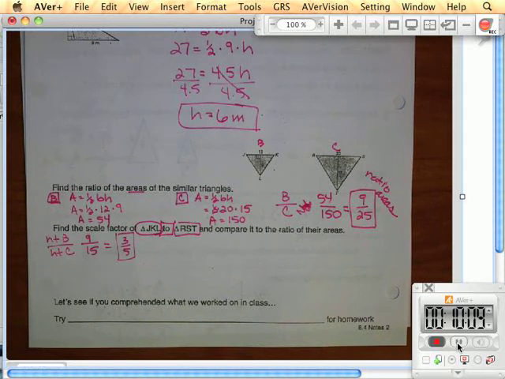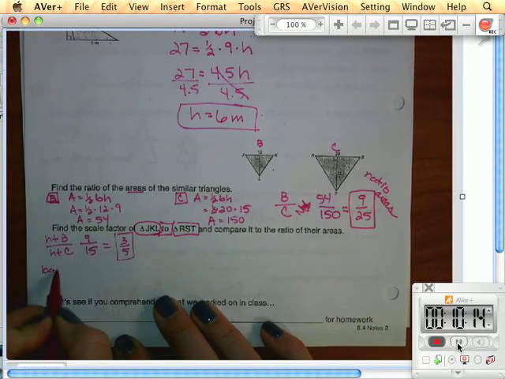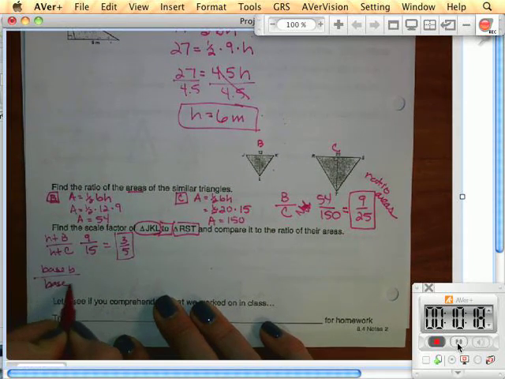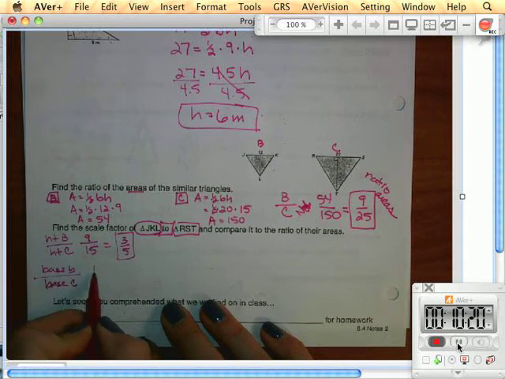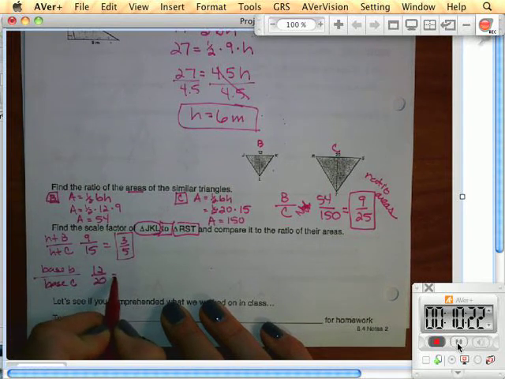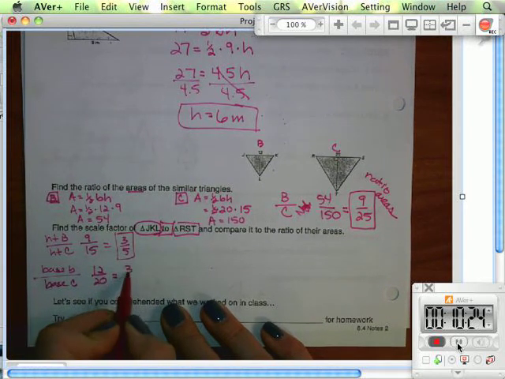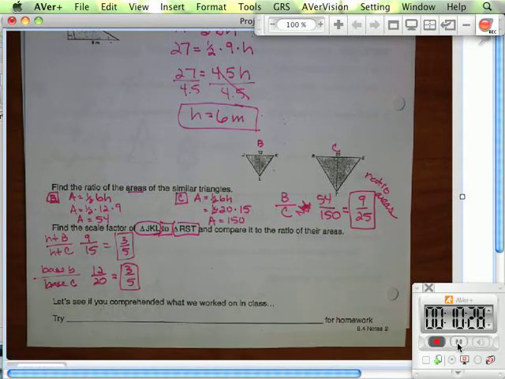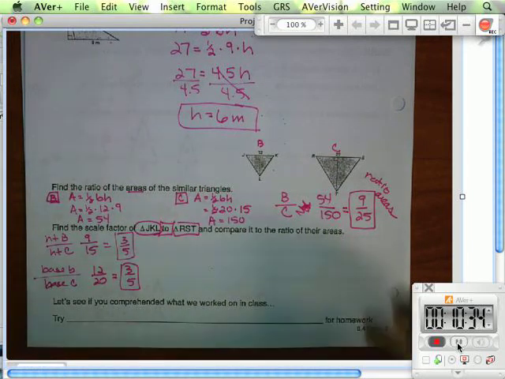Now I'm going to try the bases to see if I get the same number. Base B to base C. And that would be 12 over 20. Oh, look at that. It reduces to 3 over 5. So that's the ratio of corresponding sides, or my scale factor, if you want to say that. So I'm going to say that's my ratio.